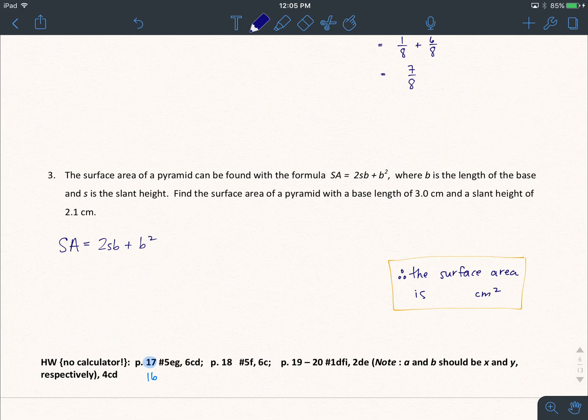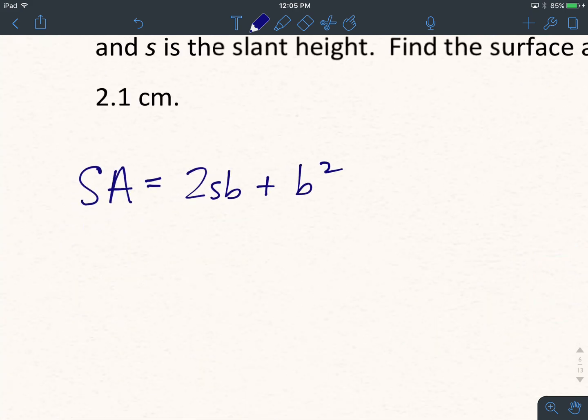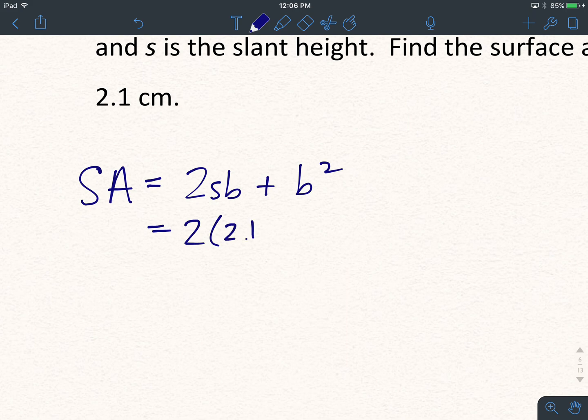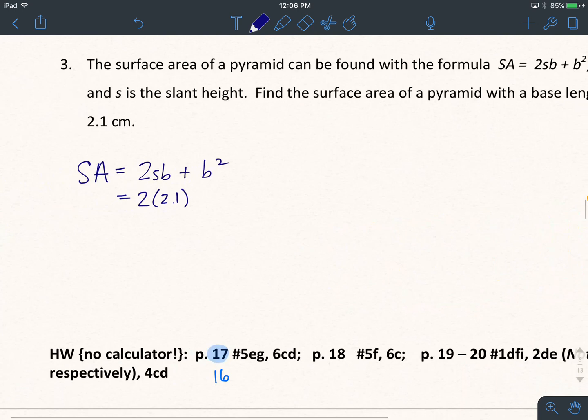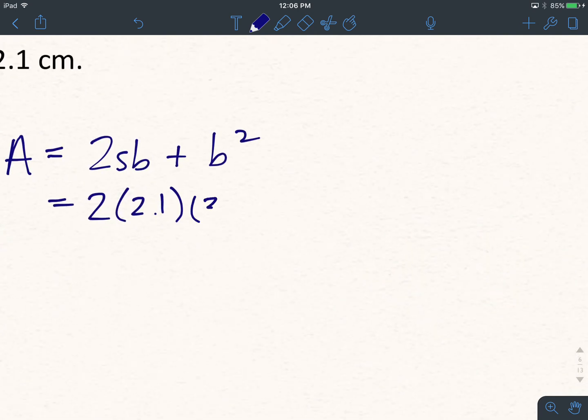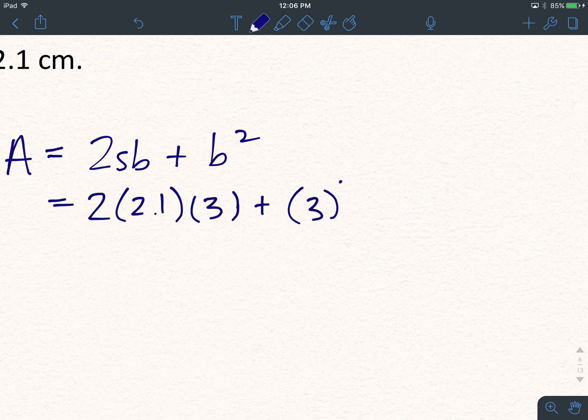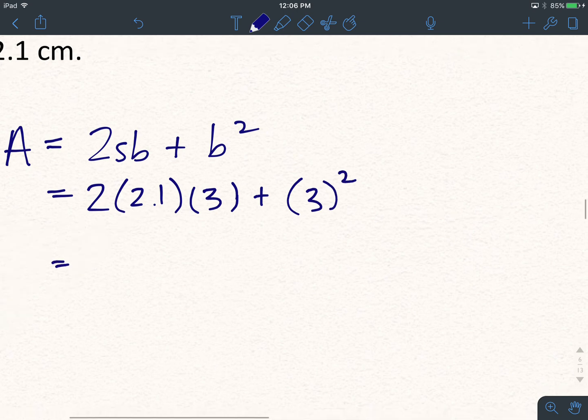So for us, we are going to be just doing direct substitution here. So there's our equation. In the place of the slant height, we're going to put in 2.1, and the base, I believe, was 3. Yes, it was 3. So there's 3, plus base was, again, 3 squared. So let's work our way through this.